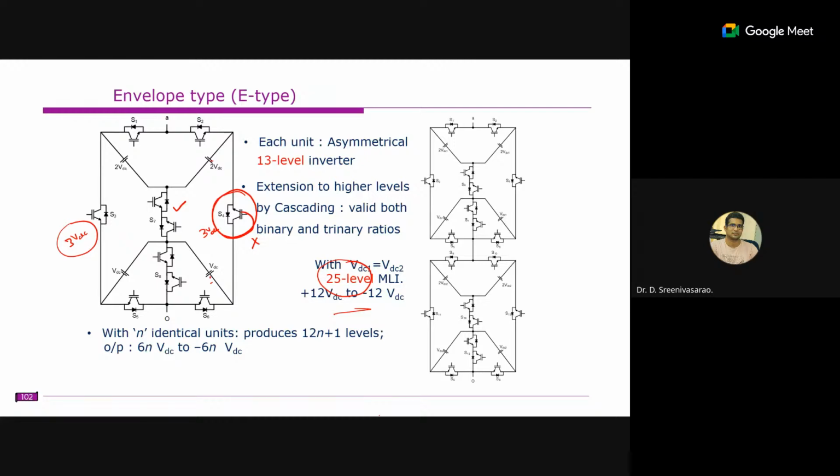Whereas for this switch, if nothing is connected here, it is supposed to block 4 VDC, and this one is also supposed to block 4 VDC. These two will be in series. So we have different blocking voltages for different switches, and that will be complex.